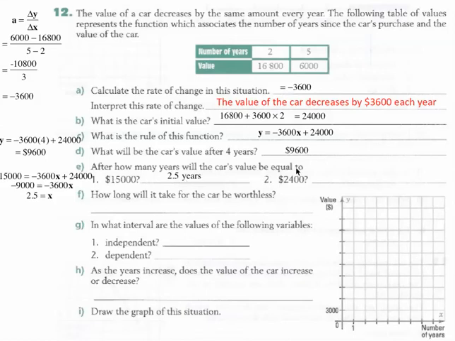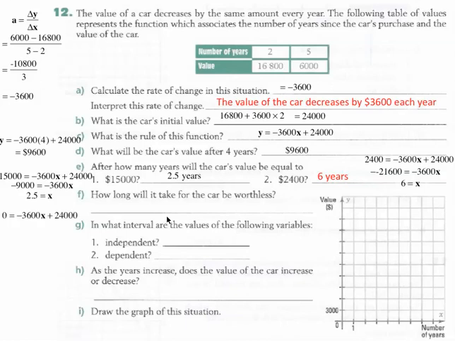After how many years will the car's value be equal to $2,400? I'm going to do the same thing. Set the y value to 2,400 and solve for x. I subtract 24,000 from both sides. That gives me negative 21,600 is equal to negative 3,600x. Divide both sides by negative 3,600, and that gives me 6. So after 6 years, it's equal to 2,400.